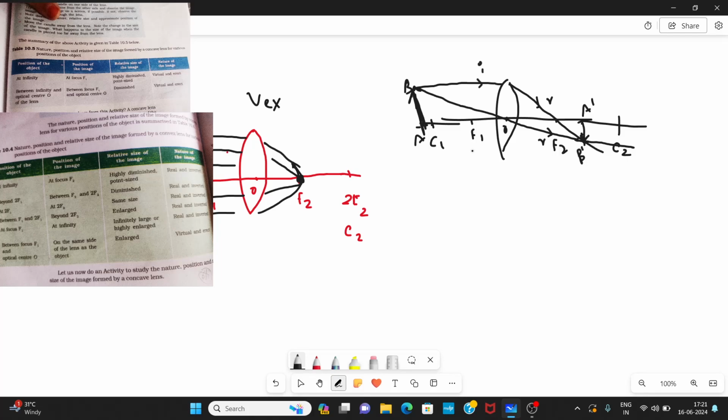Now the third case, if you are going to keep your object at C1. And here the image formed, see, right? So the image formed here will be before or in between F2 and C2.